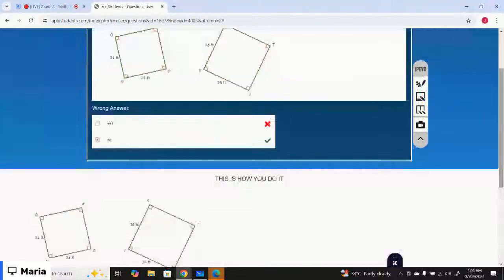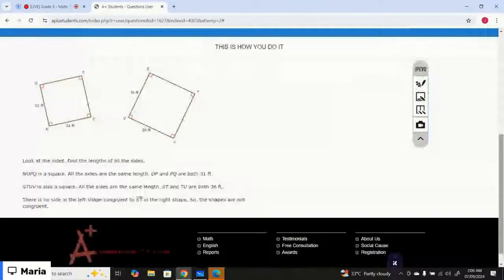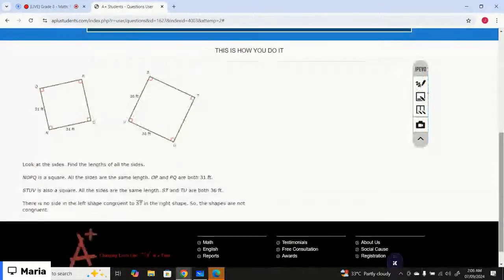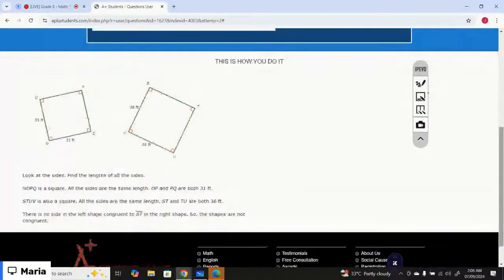No. NOPQ, all the sides are the same length, 31. Their side lengths are different, sorry. So that's why they are not congruent.